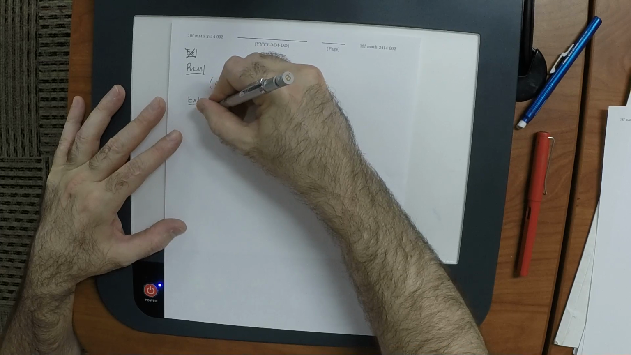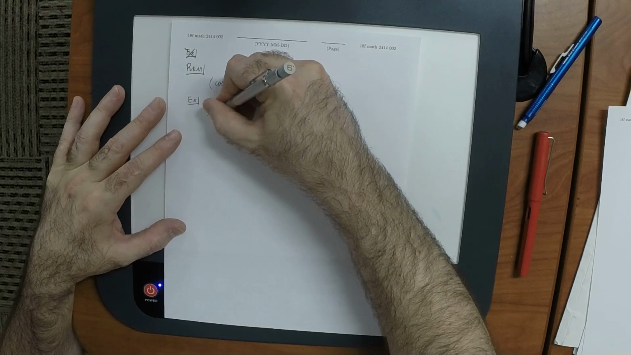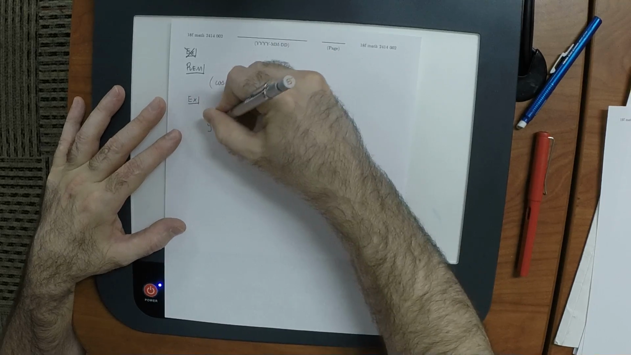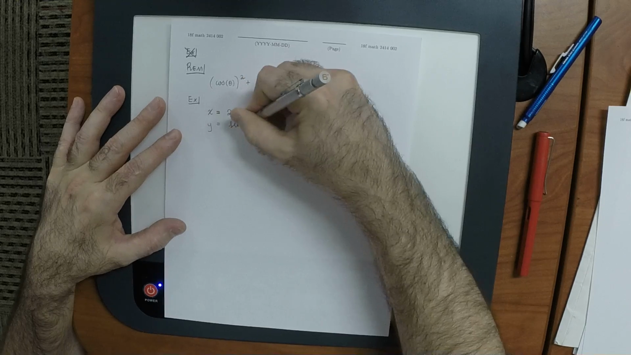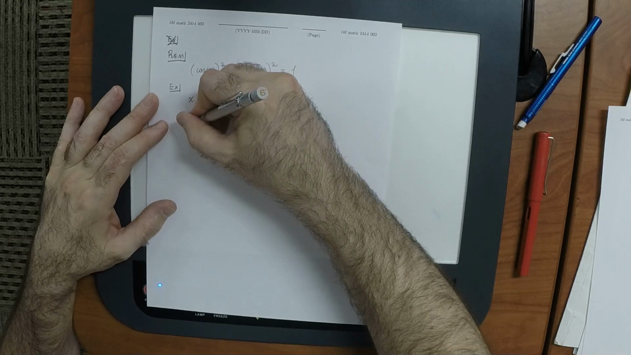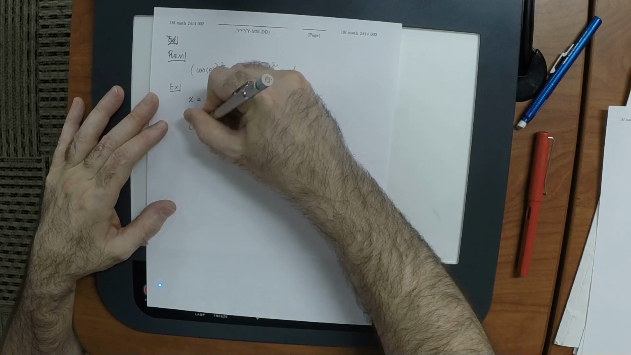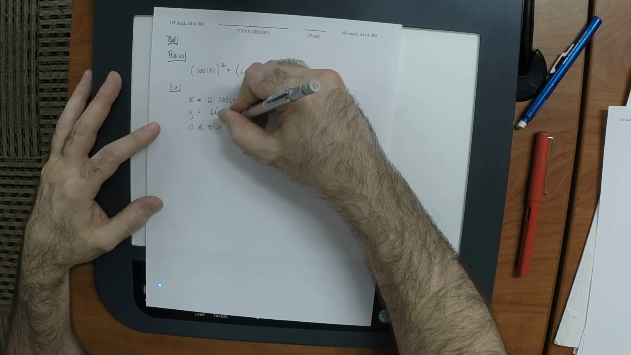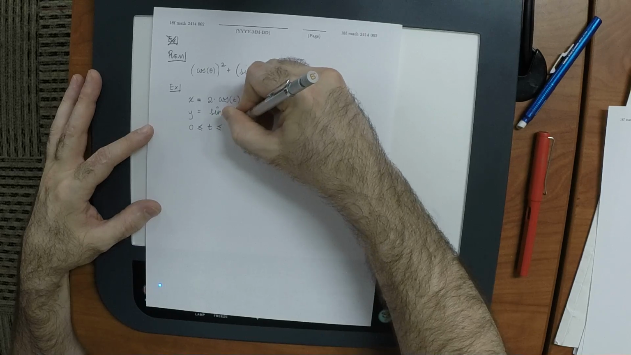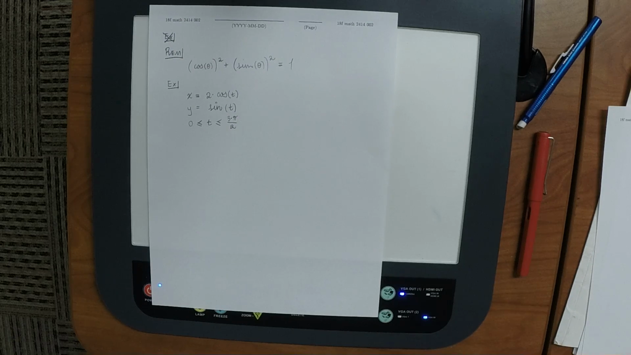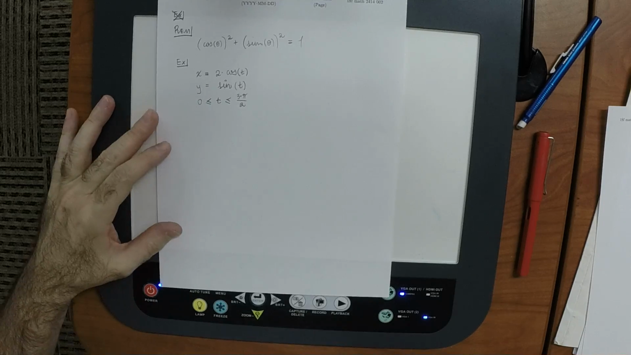let's consider, how about we write that x is twice the cosine of t, y is the sine of t, and we're going to do this for 0 less than or equal to t less than or equal to 3 pi over 2. All right. So let's make a table, and let's draw a plot.